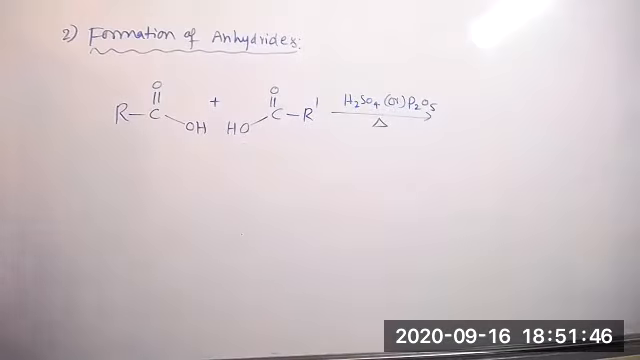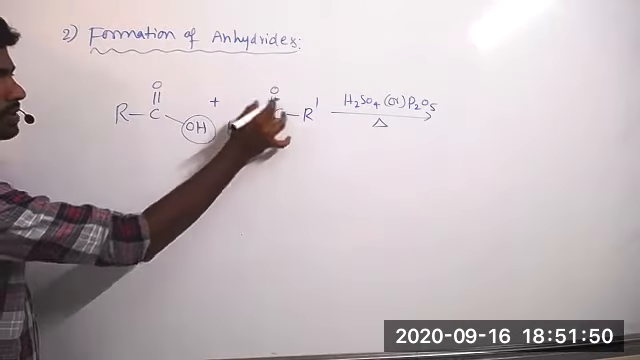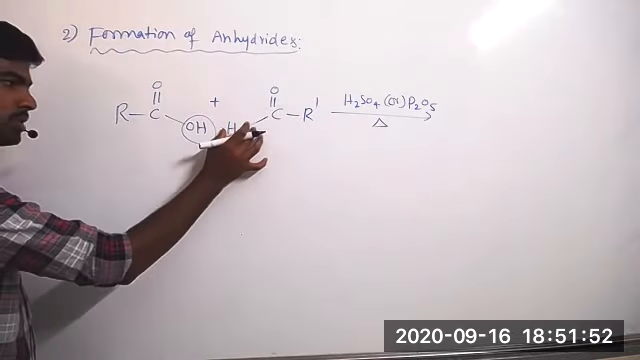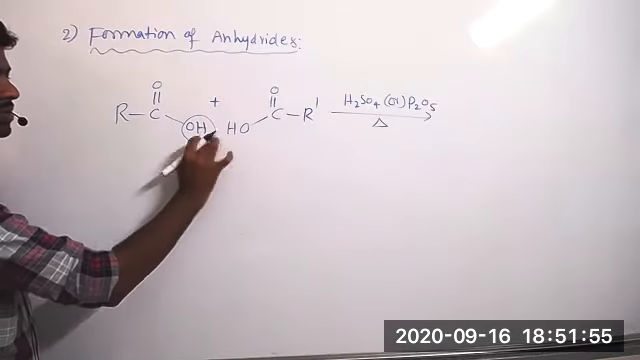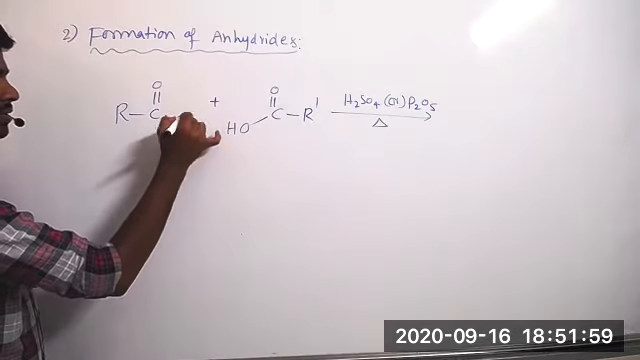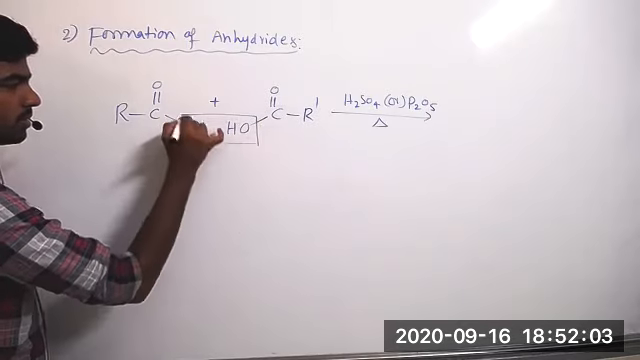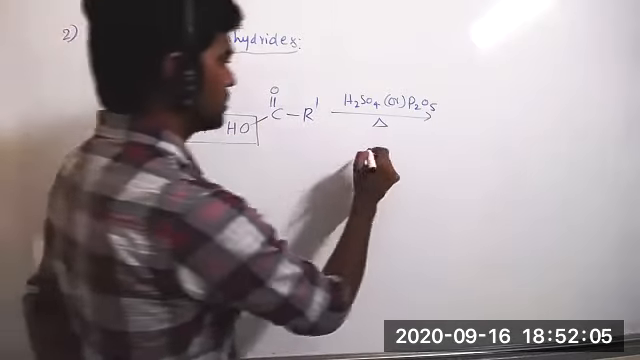Here loss of water molecule takes place. So from this acid group OH is lost, from this acid group H is lost. So overall loss of H2O, only oxygen is left. From here water molecule is lost, so minus H2O.